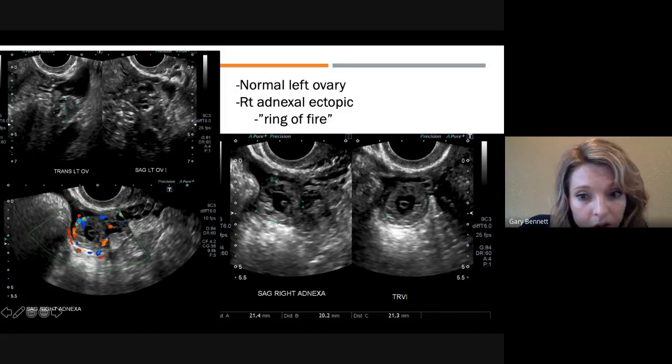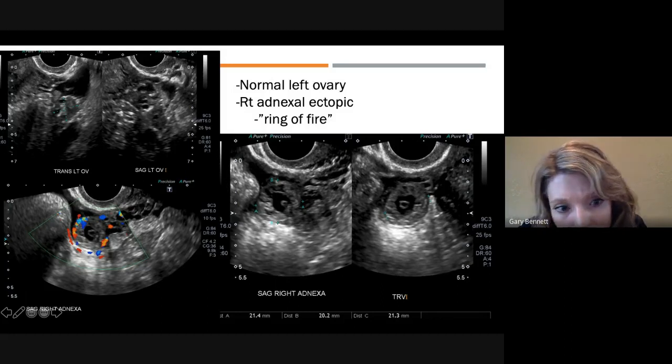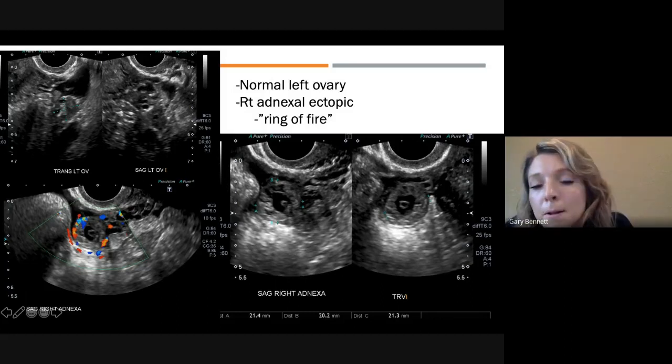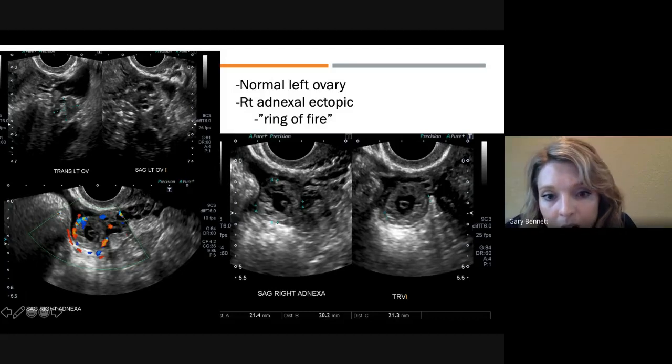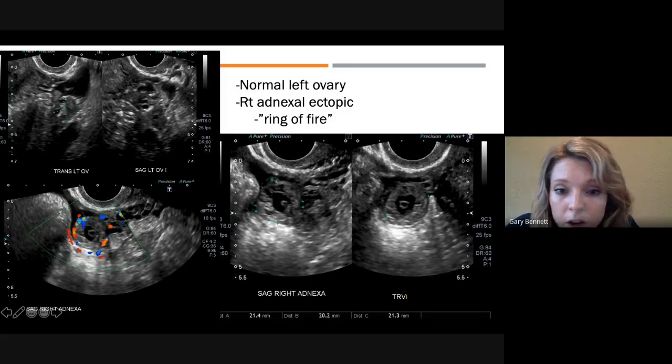So you can actually see in this one, let's move over to the far right picture here. You can see a gestational sac within this ectopic pregnancy. You can see a yolk sac, that nice bright little circle there. So in my mind, there is no question. This is absolutely an ectopic pregnancy.